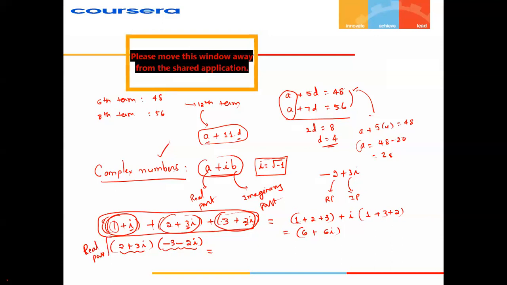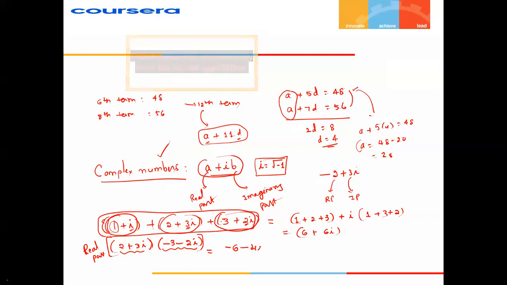Real part of this complex number. So here it is a product, right? First multiplication, simple sense, how we multiply in general, right? Now 2 into -3, that is -6. Then 2 into -2i, that is -4i. Next 3i into -3, that is -9i.